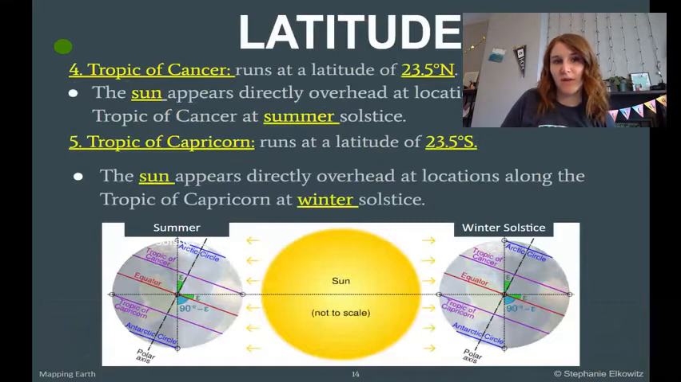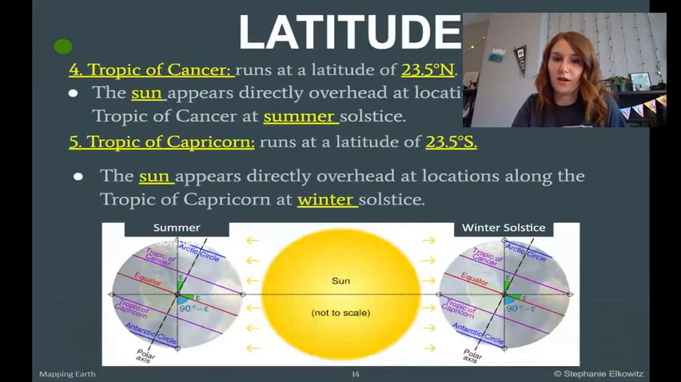And number 5, our Tropic of Capricorn runs at a latitude of 23.5 degrees south. It is located in the southern hemisphere. The sun appears directly overhead at locations along the Tropic of Capricorn at winter solstice.